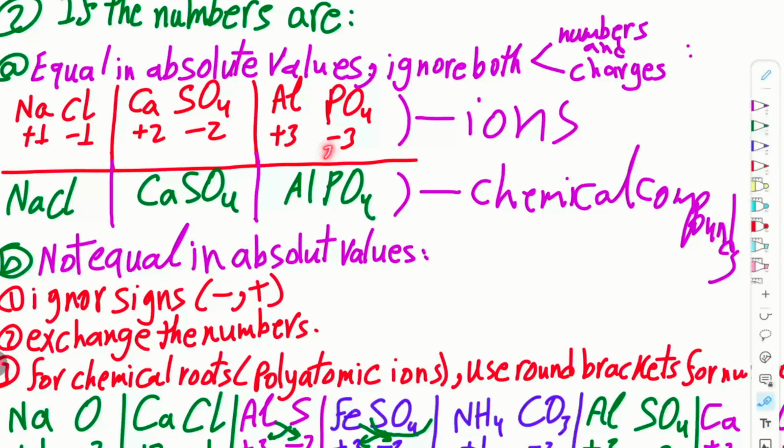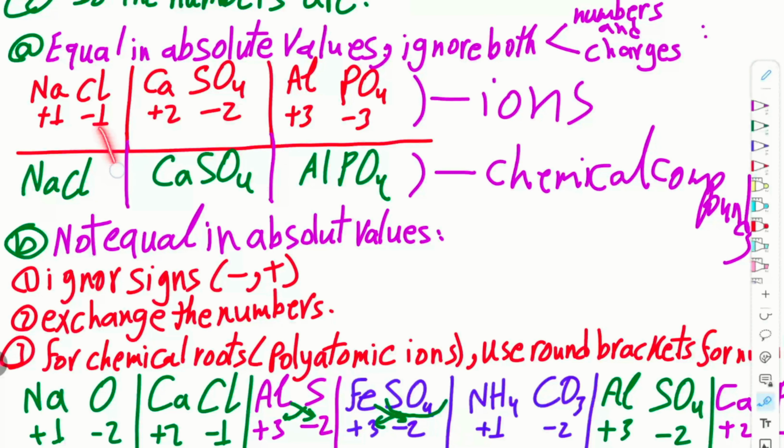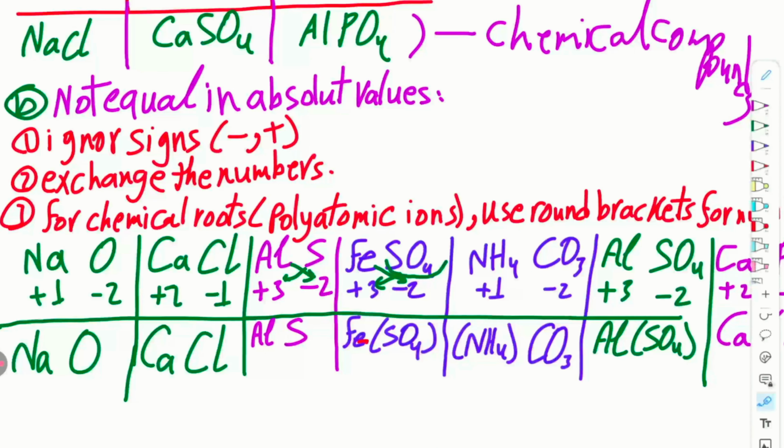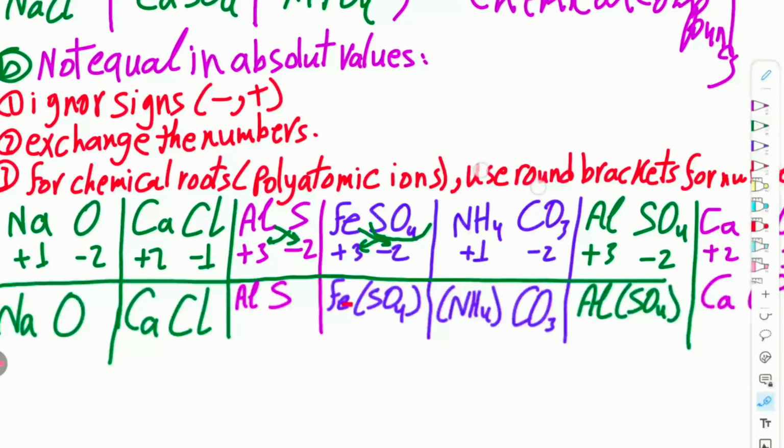That's why we care for positive, negative, and we care for the numbers. Here, we don't care for anything else. Those are called chemical compounds. So here, no numbers and no signs or no charges. Number 2 or B, if the numbers are not equal in the absolute value.